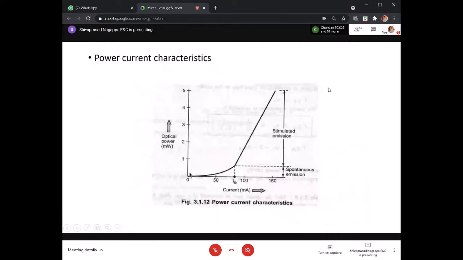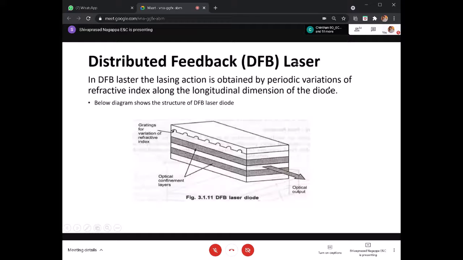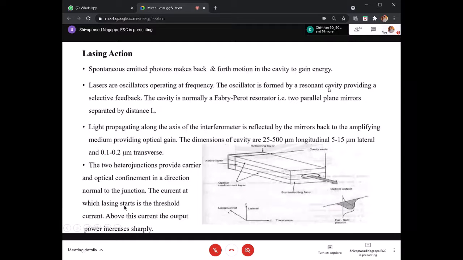Here you can see the characteristics. This is your lasing action, after which it is very steep. Once this lasing action starts above the threshold current, the output power increases sharply. Here you can see the field distribution in different directions, for example the lateral direction, the transverse direction, and the longitudinal direction. You can see how the field pattern varies in the transverse as well as the lateral direction.